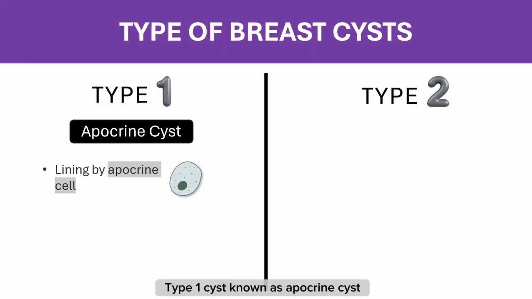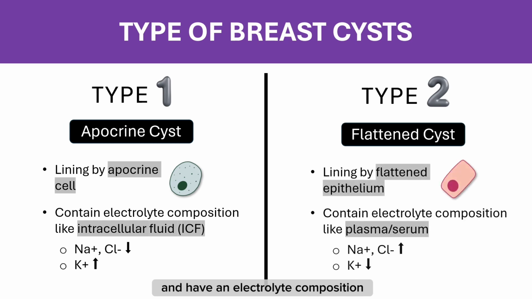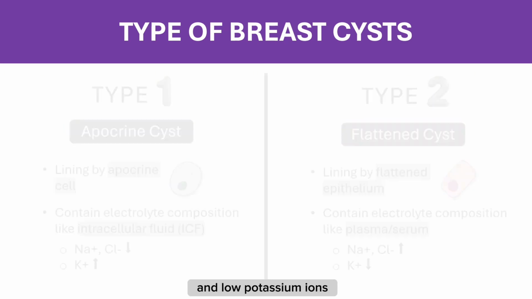Type 1 cysts, known as apocrine cysts, are lined by apocrine cells and have an electrolyte composition similar to intracellular fluid, with low sodium and chloride ions and high potassium ions. On the other hand, type 2 cysts or flattened cysts are lined by flattened epithelium and have an electrolyte composition similar to plasma or serum, with high sodium and chloride ions and low potassium ions.